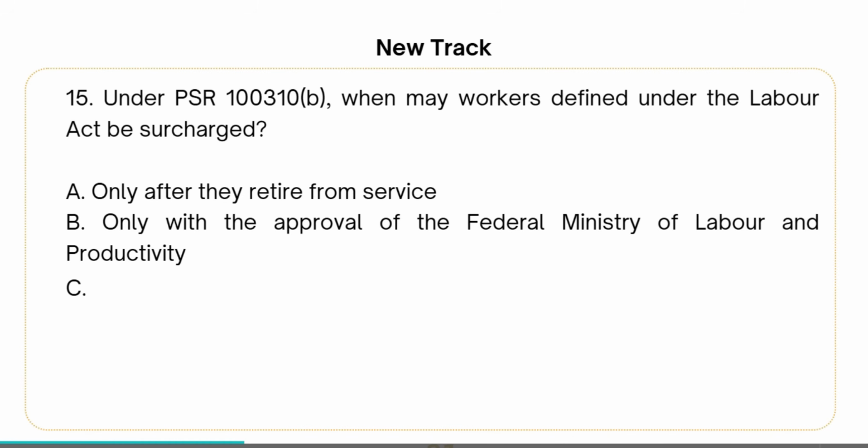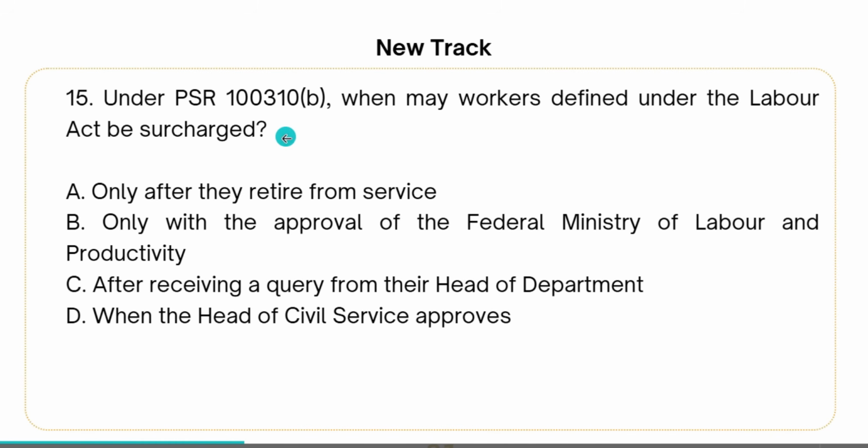Question number 15. Under PSR 1003 paragraph 10b, when may workers defined under the Labour Act be surcharged? A. Only after they retire from service. B. Only with the approval of the Federal Ministry of Labour and Productivity. C. After receiving a query from their head of department. And D. When the head of civil service approves.